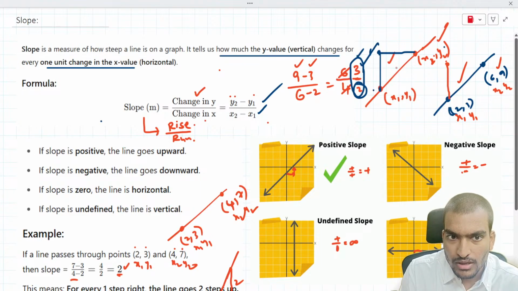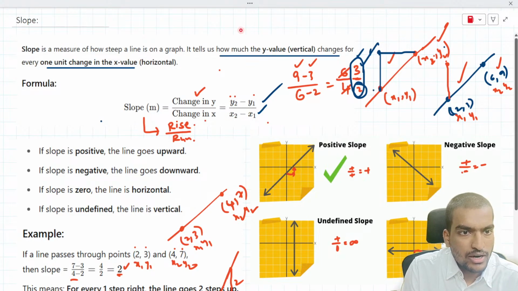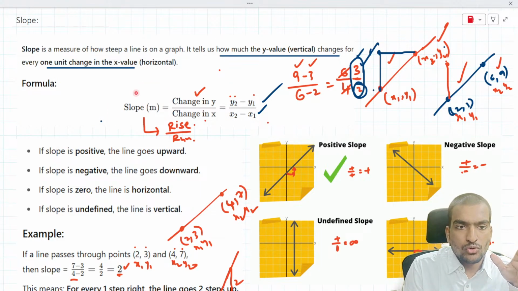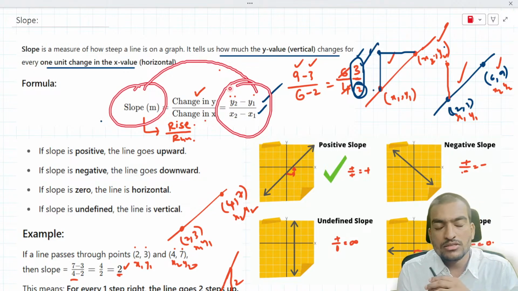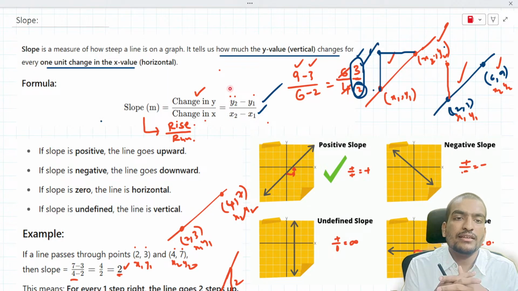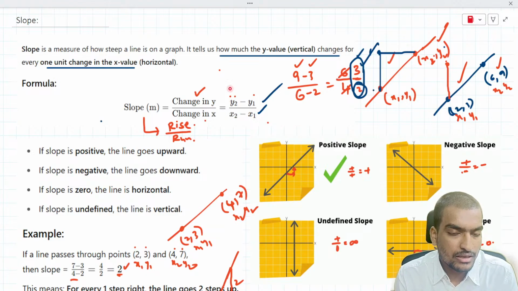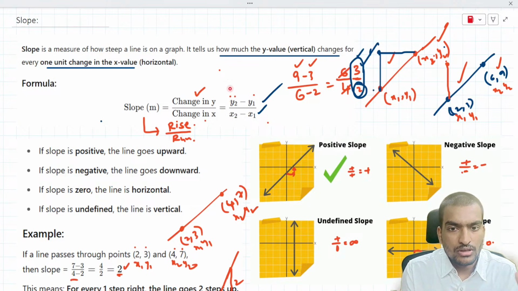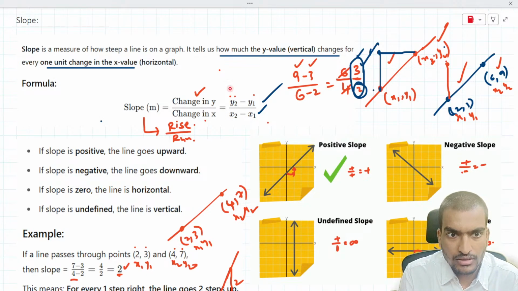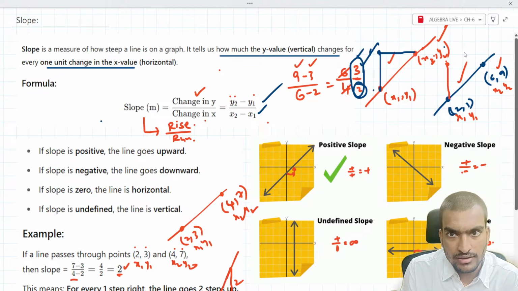Done with slope. This is all not required as of now. You just have to remember slope is nothing but change in y by change in x. While solving, you don't need all this much. You just have to apply the slope formula and get the value of the slope.